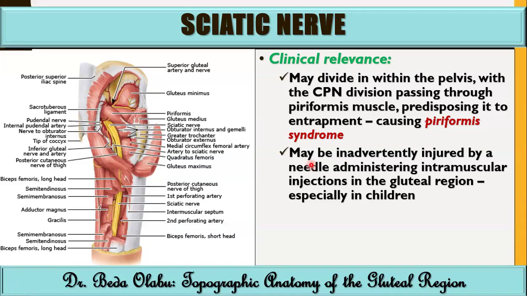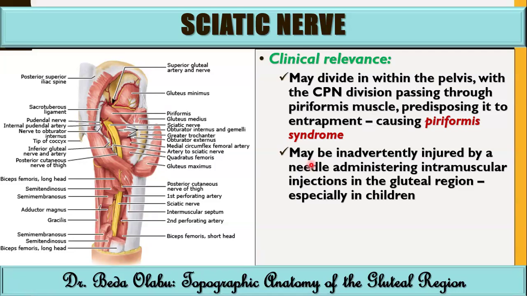Sciatic nerve is also at risk of intramuscular injection injury. If you give injection in the gluteal region, and especially perhaps in children, the needle may injure the sciatic nerve. This may happen if you gave the injection not so much on the upper outer quadrant of the gluteal region, or if the gluteal region didn't have adequate muscle bulk, and perhaps the needle you're using is very long, or if you just didn't orient your needle quite well in the gluteal region. Those risks increase much in children than in adults.